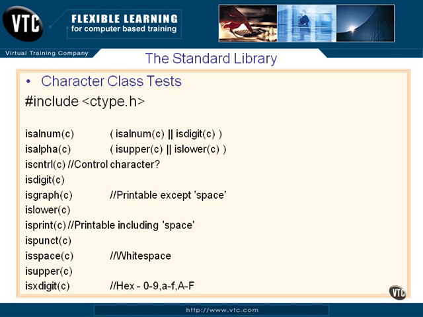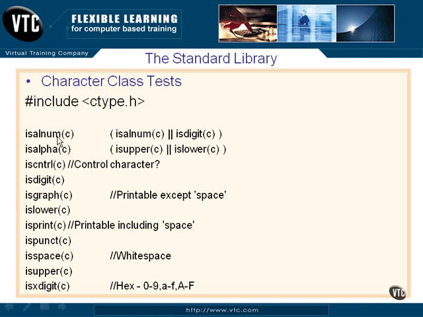The character class tests are also a part of the standard library, and they are defined in ctype.h. You do a #include of ctype.h, and you'll get all of these functions. Let's go down the list here. isalnum of a character, and you pass all these the character, and you will get back a true or false, which is a non-zero or zero value, will be the return from these. So you can use them in all your if tests and for or while loops or whatever you want.